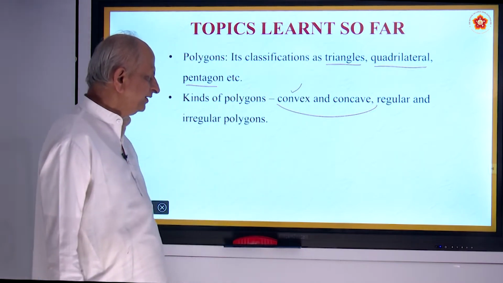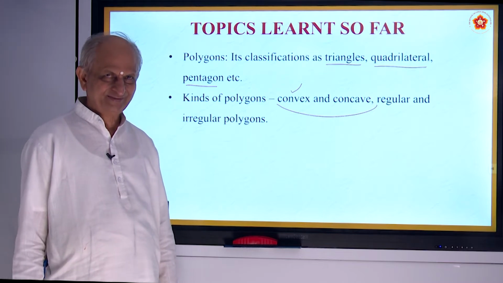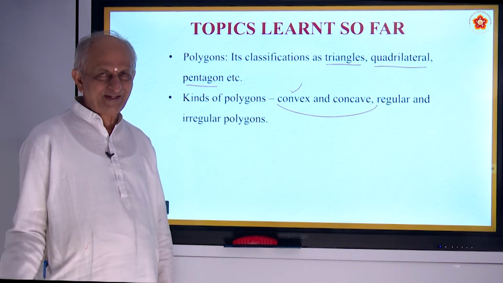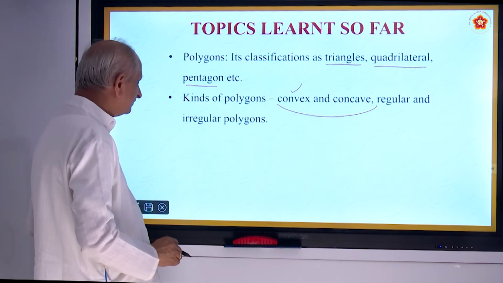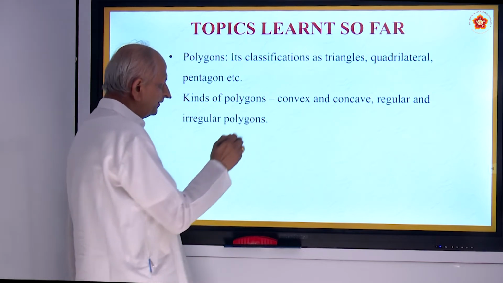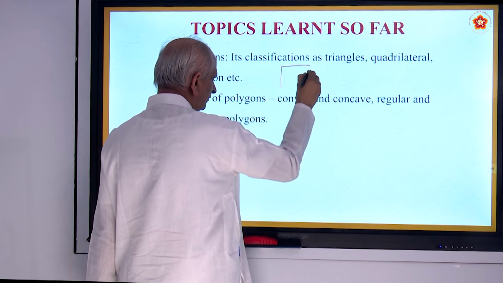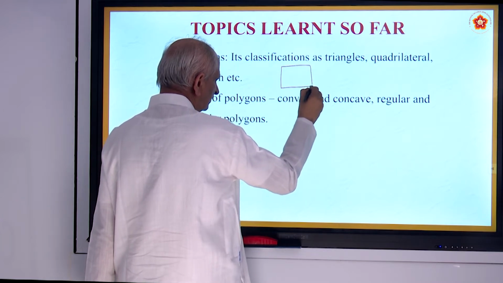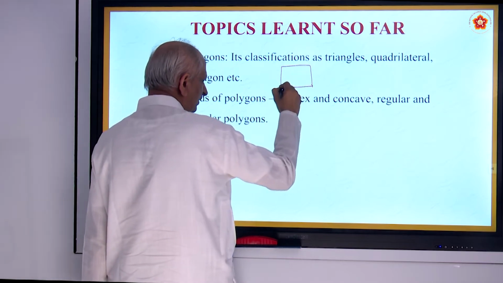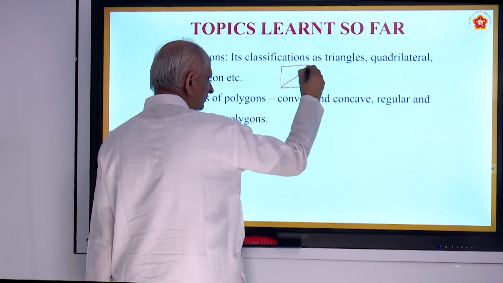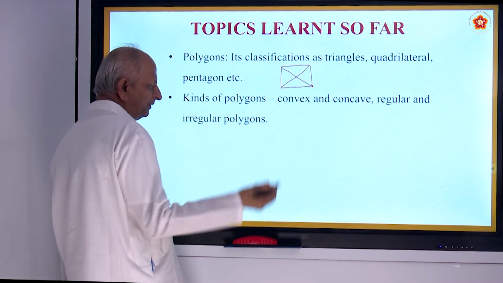A convex polygon is one which has no reflex angles and its diagonals will be inside the quadrilateral. Suppose you have a square. A square is called a convex polygon because there is no reflex angle. Here the maximum angle is 90 degrees and these are called diagonals, which will be inside.